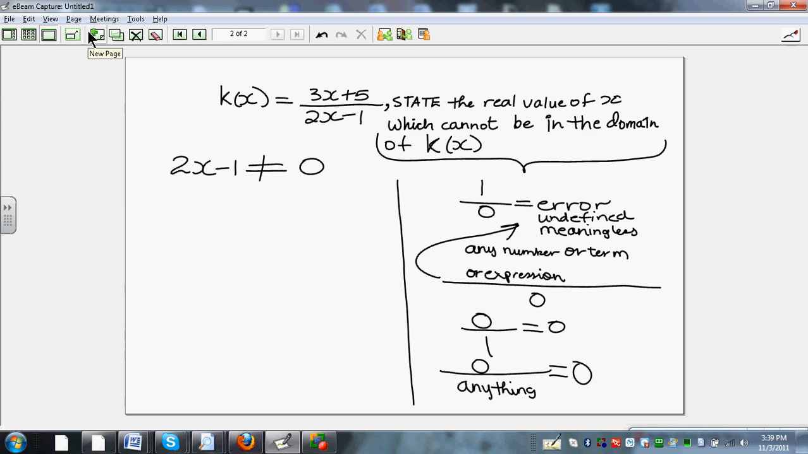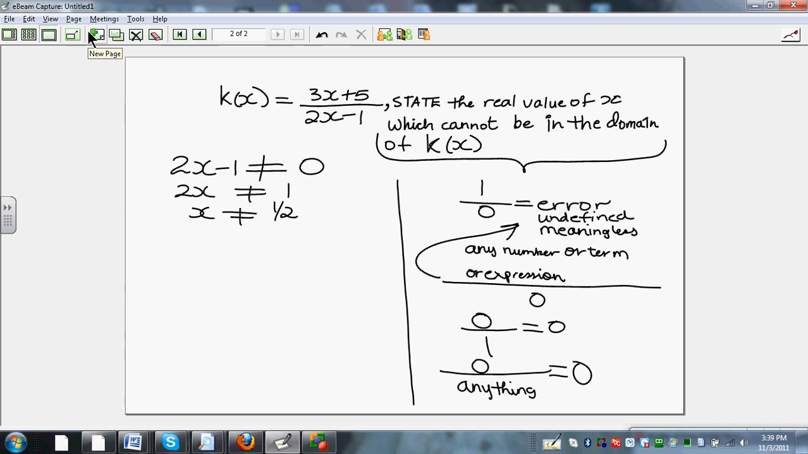Okay? So we write that 2x minus 1 cannot be equal to 0, and therefore 2x cannot be equal to 1. Right? Because if 2x was 1, 1 minus 1 will give you 0. So 2x cannot be equal to 1, and therefore x cannot be equal to a half. Okay? x cannot be equal to a half. Therefore, we could write x equal to a half is the real value of x which cannot be in the domain of k of x. Because if x was a half and you place it here, this whole thing will become meaningless.